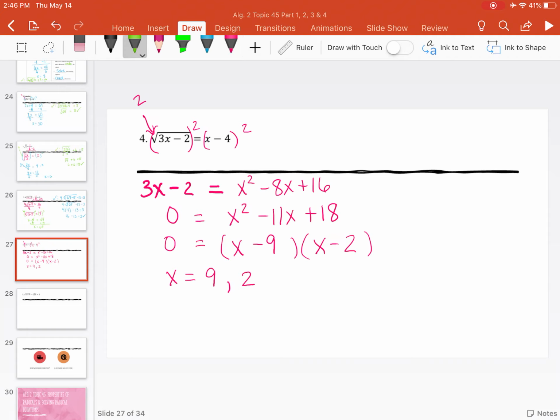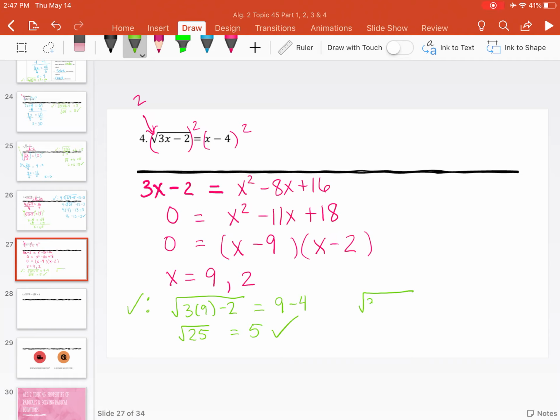So now I'm going to check. If I plug 9 in, I'll get the square root of 3 times 9 minus 2 should give me 9 minus 4. 3 times 9 is 27. 27 minus 2 is going to be the square root of 25, and 9 minus 4 is 5. The square root of 25 is 5. Let's check the other value.